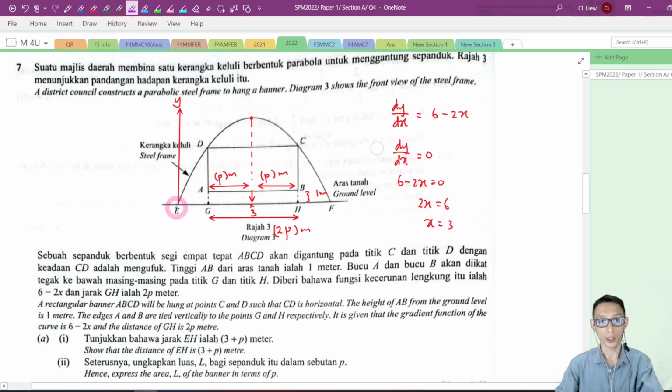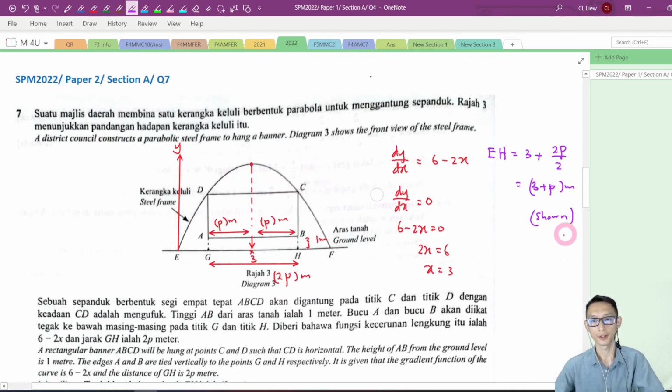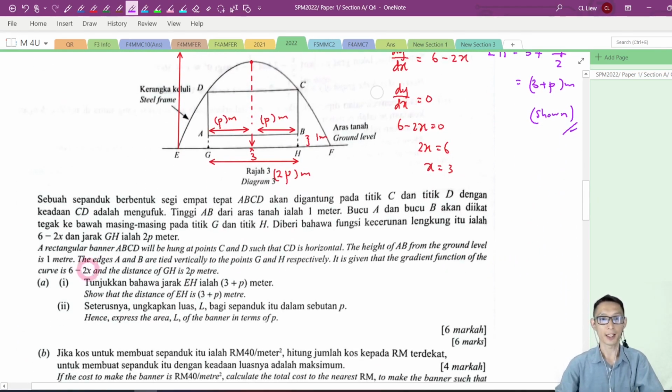If the y-axis is over here, from here, this is 0, right? To here, this is 3 meter plus p meter. So the distance of EH is equal to 3 plus p meter. EH is equal to 3 plus, sorry, not p divided by 2, 2p divided by 2. So it will be 3 plus p meter. This is the answer for part A.